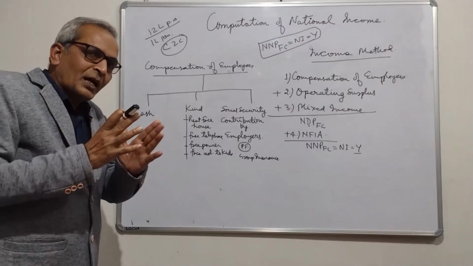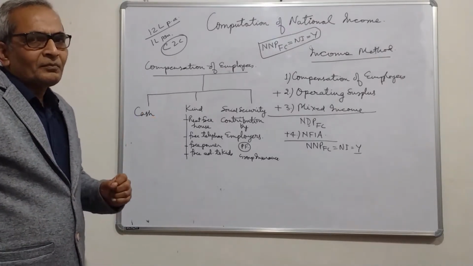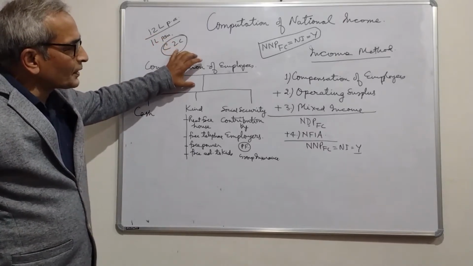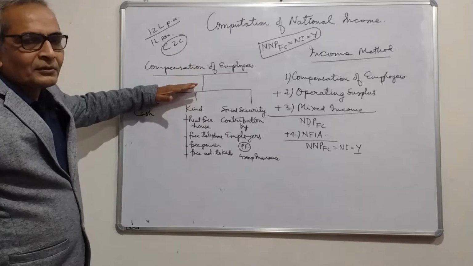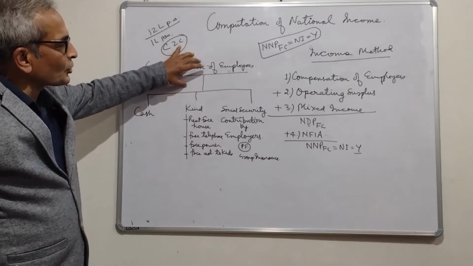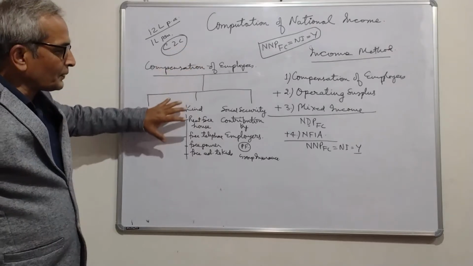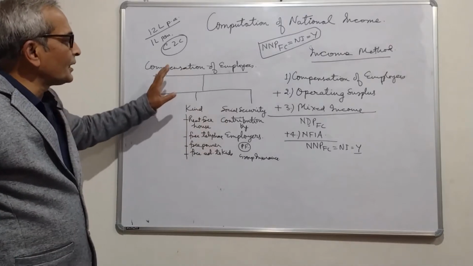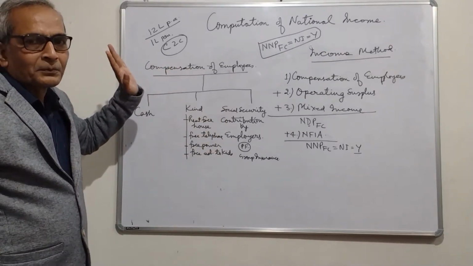They include all the items. Fine. So if compensation of employees is given, we are not required to look into this. But if compensation of employees is not given, we are required to find these three items, add them up, and then we get compensation of employees.